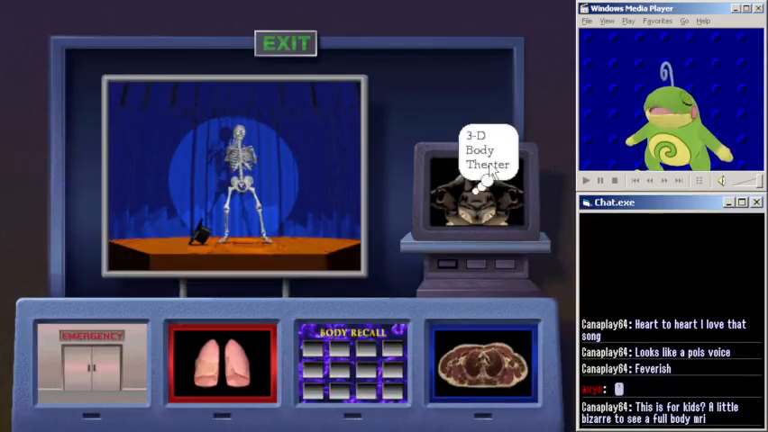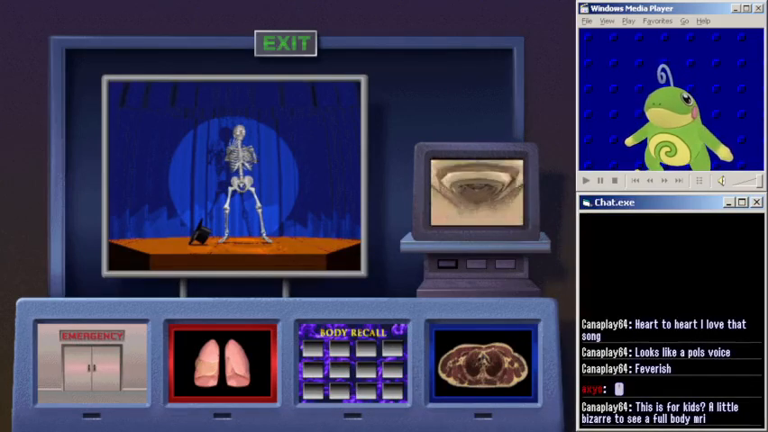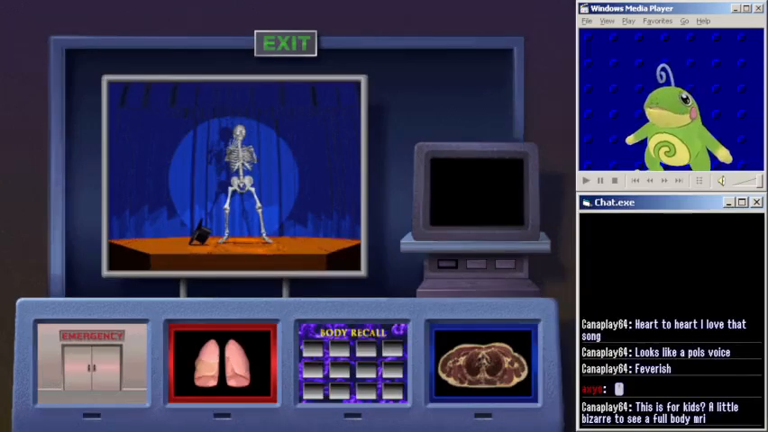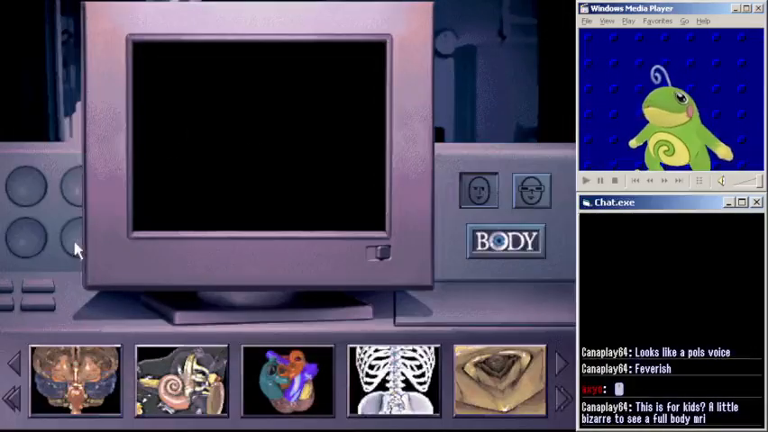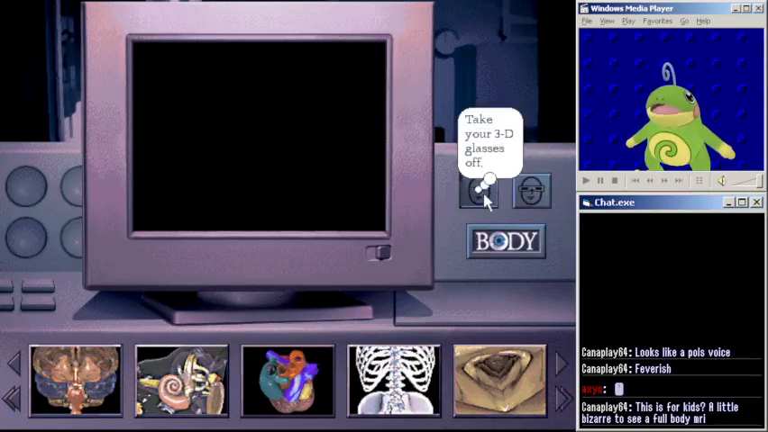But now it's time to go see the videos. The 3D body movies. This is the most aesthetic section of this entire thing. To view a movie, click on one of the 5 movie icons displayed across the bottom of the screen. Use the scroll buttons to display additional movie icons. Click on the 3D button to see the movies in 3D stereo. Oh yeah, do we want 3D on or 3D off for this?